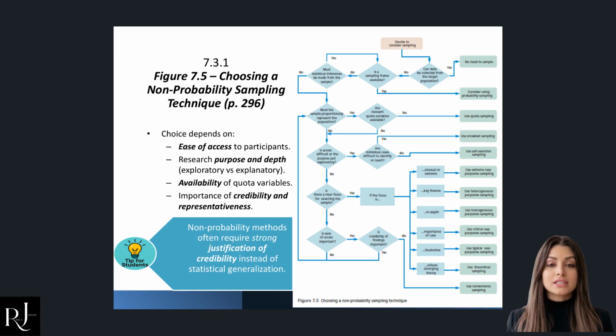Look at the flowchart in Figure 7.5. It asks, is your purpose exploratory or explanatory? Are individual cases difficult to identify? If your focus is on unusual or extreme cases, you might choose extreme case purposive sampling. If you are looking for key themes across a diverse group, heterogeneous purposive sampling is better. This logic ensures that your sampling strategy aligns perfectly with your research objectives.